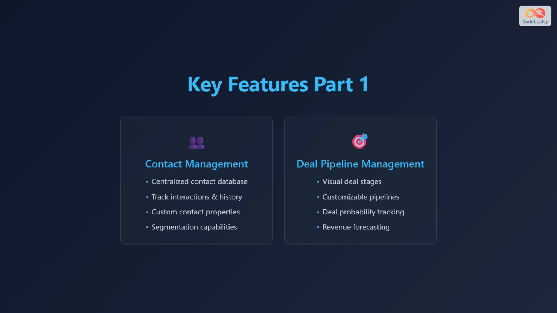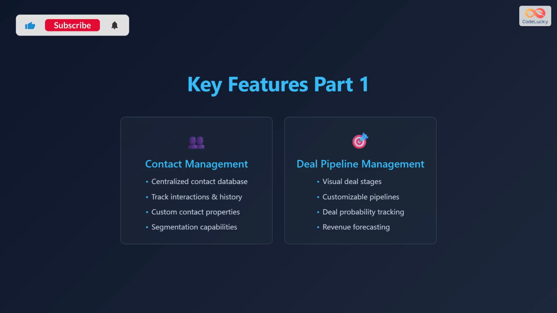Let's start with contact management. HubSpot gives you a centralized database where all your customer information lives in one place. You can track every interaction and conversation history with each contact. The system allows you to create custom properties to capture information unique to your business. Plus, you can segment your contacts into groups based on criteria that matter to you.